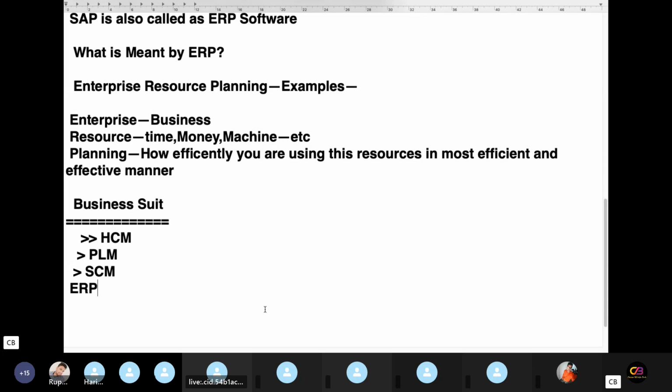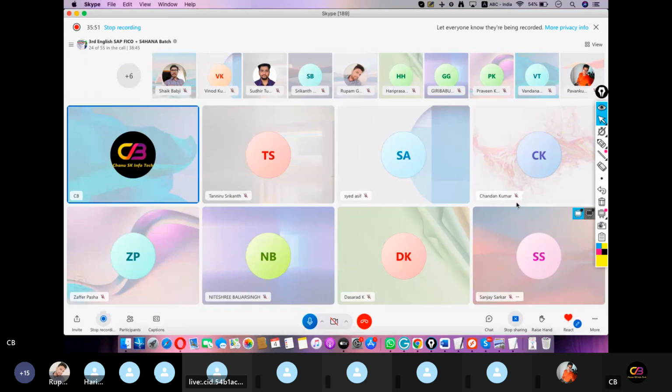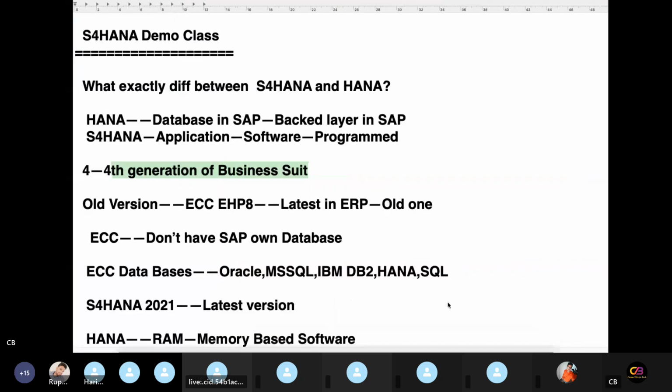Tell me, ERP. HCM means human capital management, PLM means product lifecycle management, SCM means supply chain management, and enterprise resource planning. These are all linked with this business suite. So the business suite includes all this stuff, and other business suites are also there. These are all integrated with SAP S4HANA. That's the reason S4HANA is the fourth generation of the business suite, the fourth version of SAP. It's a very upgraded version.